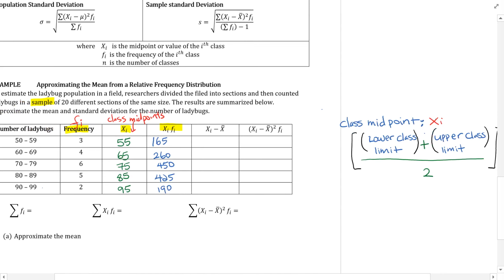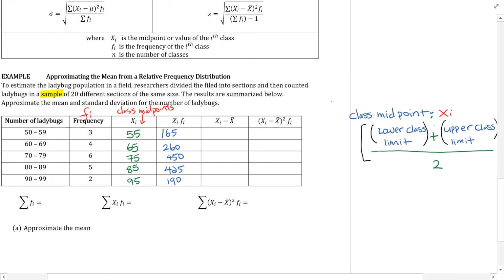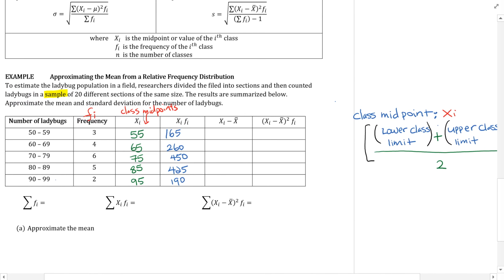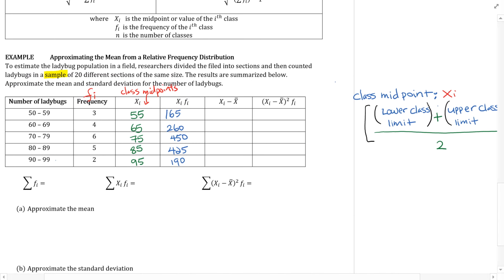I'm going to give you an example and calculate one of them. Let's do the first one. For the first class, my fi is 3, my lower class limit is 50, and my upper class limit is 59. So x1 is equal to the lower class limit of the first class, which is 50, plus the upper class limit of the first class, which is 59, over 2. And then once I've done this, I add 0.5 at the end. So 50 plus 59 is 109, divided by 2, and then add 0.5.